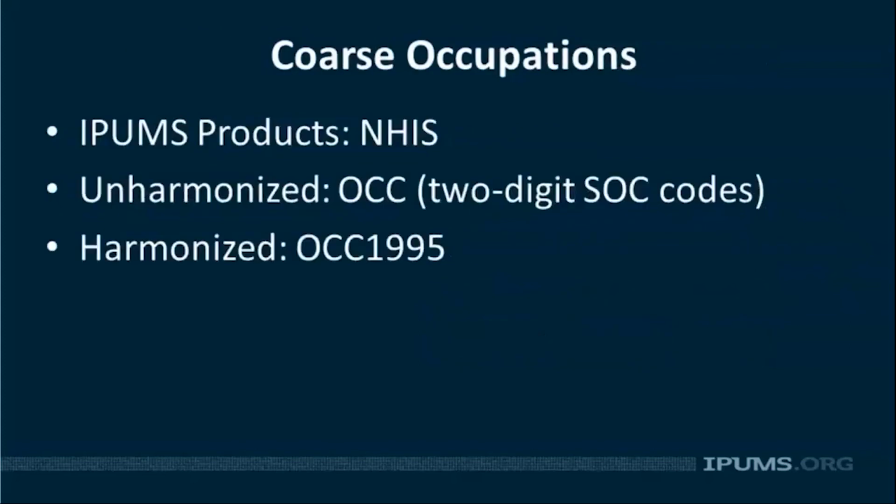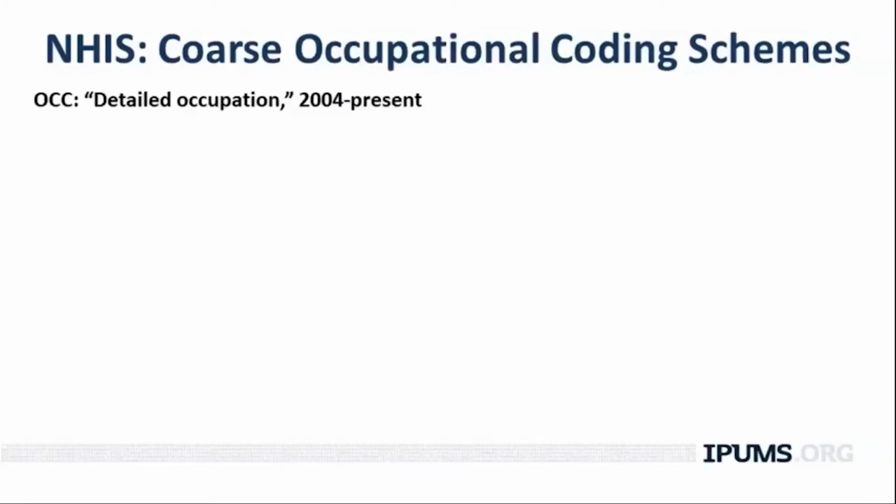Now turning to coarse occupation coding, we focus on the National Health Interview Survey. If you want to study health outcomes, you'll want to use the NHIS, which has coarser 2-digit occupation codes available in contrast to the greater detail available in the other data sets. There is an unharmonized variable, OCC, and a harmonized version, OCC 1995, in the NHIS data. Here we will briefly illustrate the ways that detailed occupations are collapsed into 2-digit occupation codes in the NHIS.